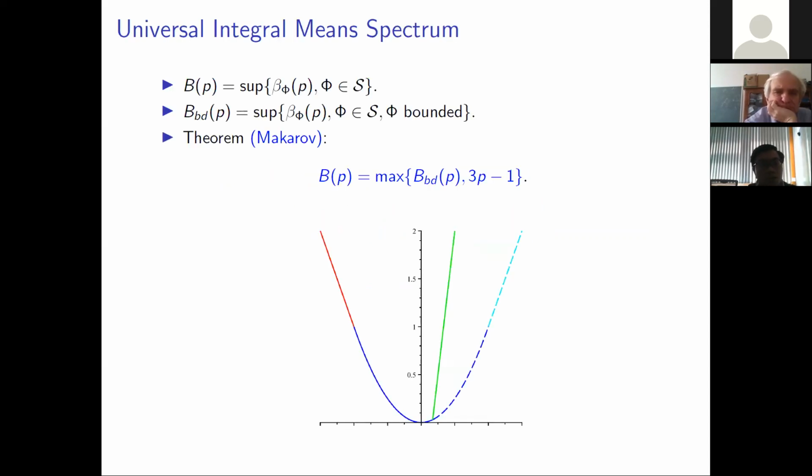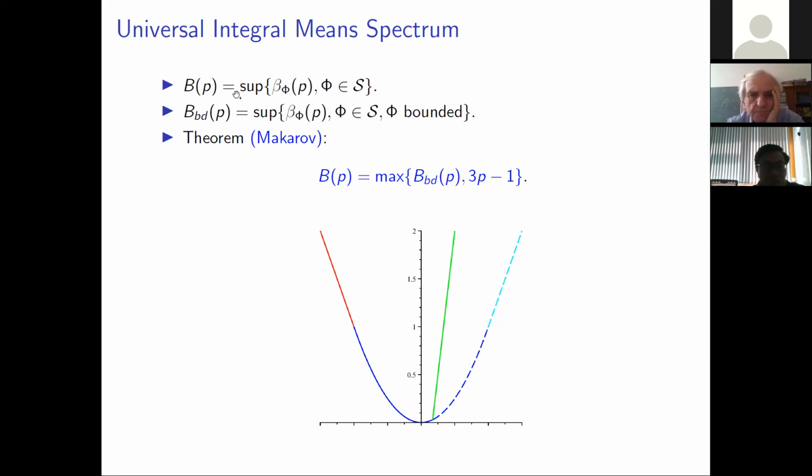So let me talk a little bit about the universal integral means spectrum. The universal integral means spectrum is the sup of the integral means spectrum of phi at a point p, where phi is in the class S. S is the class of holomorphic functions, injective on the disk, which fix zero and have the derivative at zero equal to one, so we normalize the derivative like this.